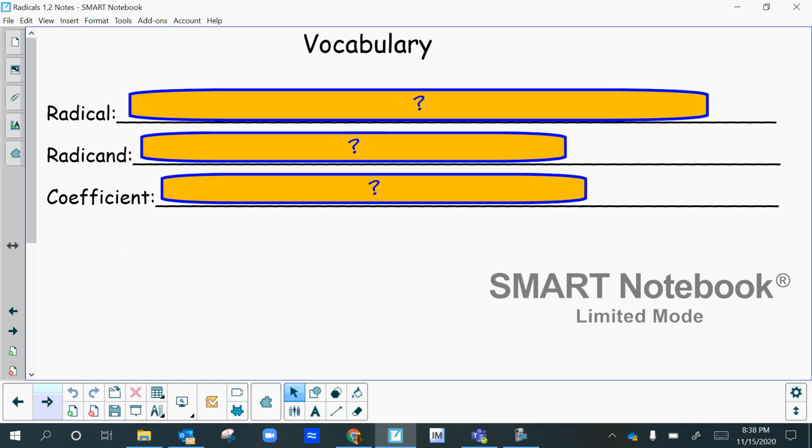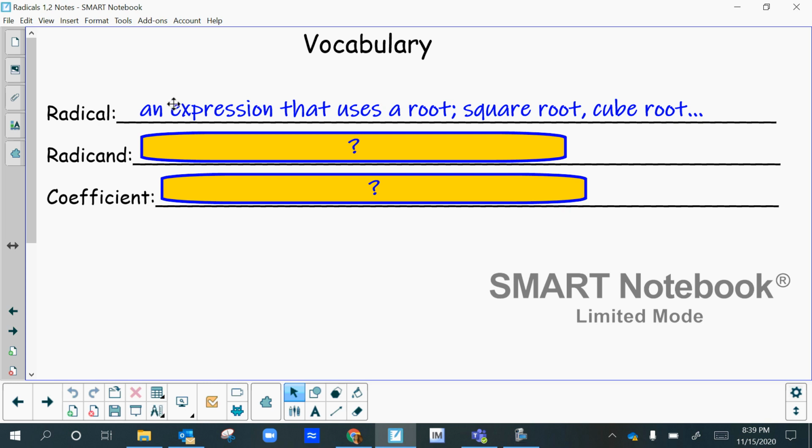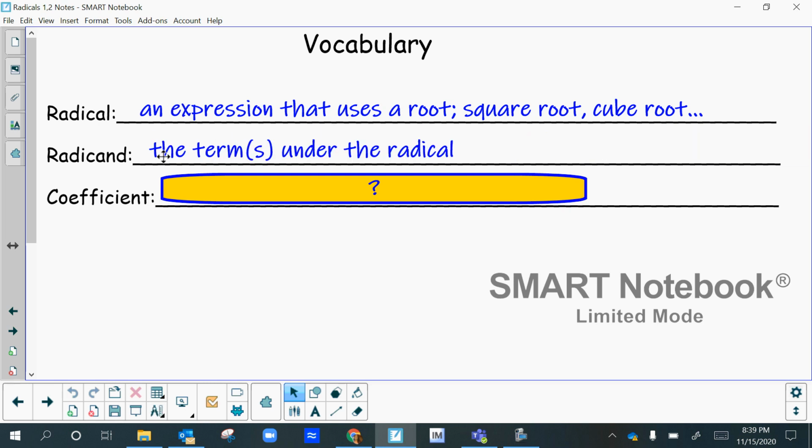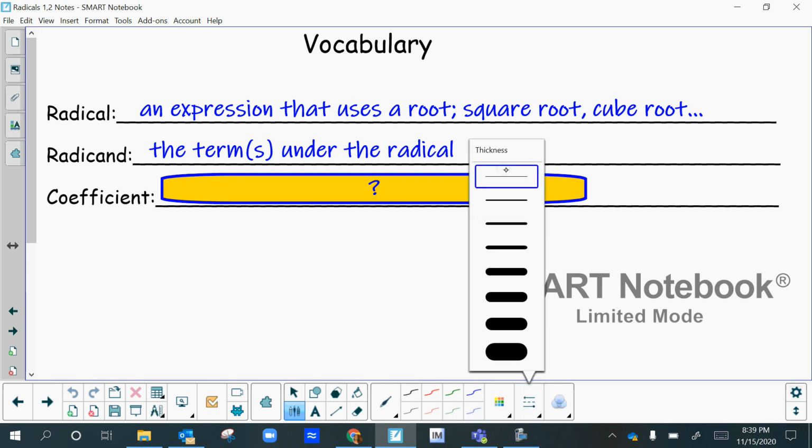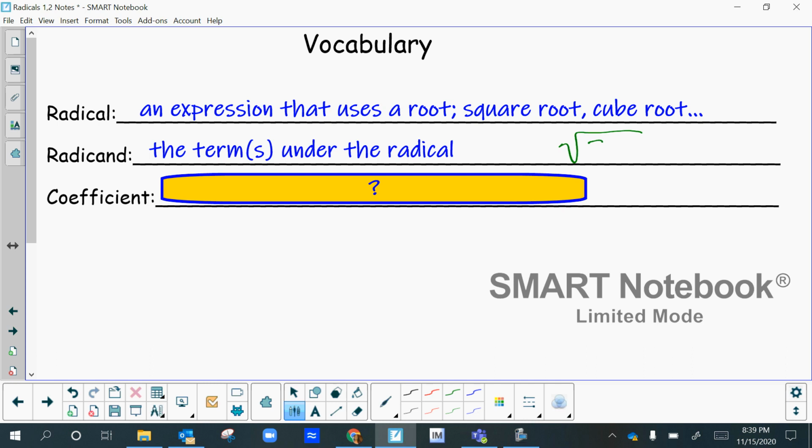So let's do a little bit of vocabulary. When we say radical, all that simply means is that it's basically just a square root. It can also be used as a cube root, a fourth root, and so forth, but we're going to mainly use the square root. Radicand. A radicand is the term or terms under the radical. So for example, if you say square root of 2x, the radicand is 2x.